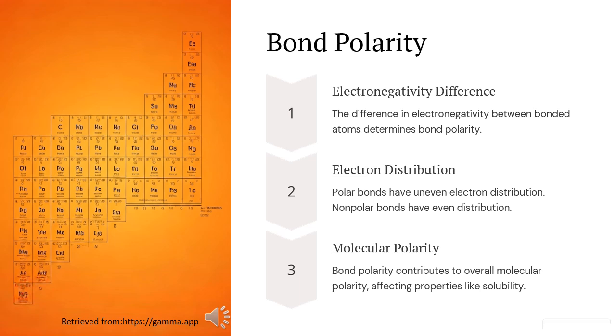Bond polarity. The difference in electronegativity between bonded atoms determines bond polarity. Polar bonds have uneven electron distribution. Non-polar bonds have even distribution. Bond polarity contributes to overall molecular polarity, affecting properties like solubility.